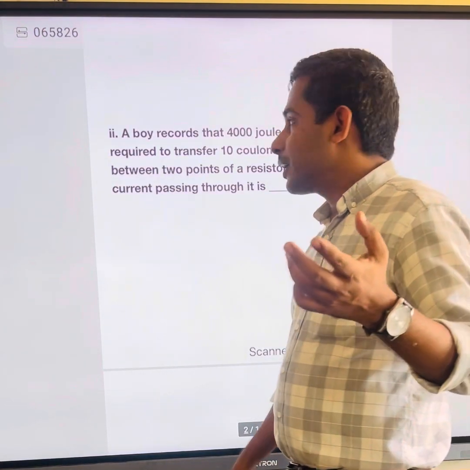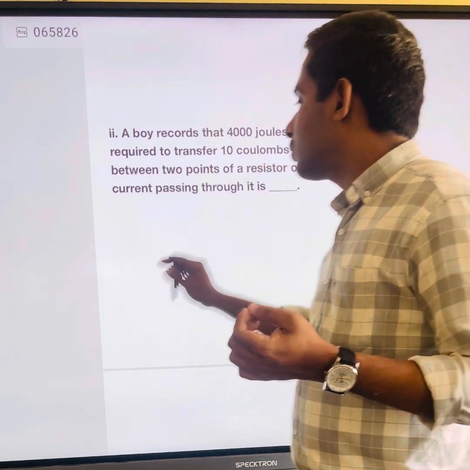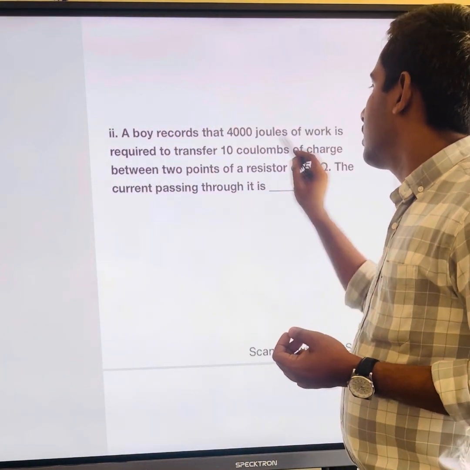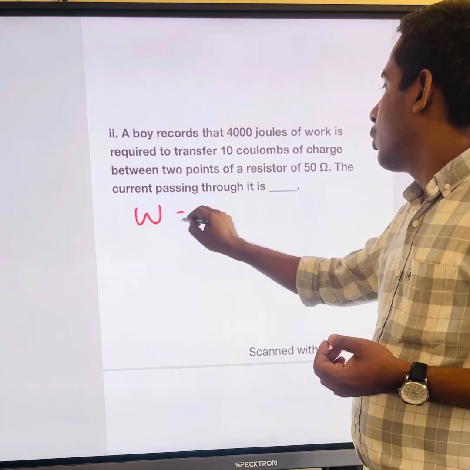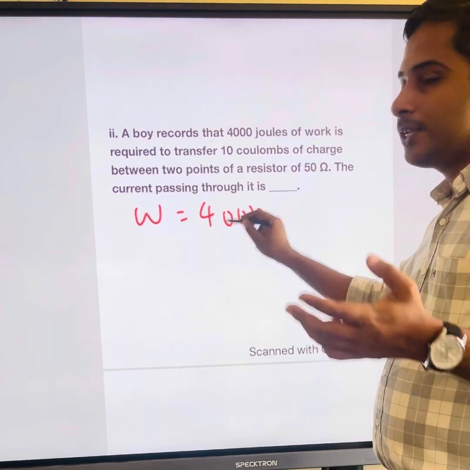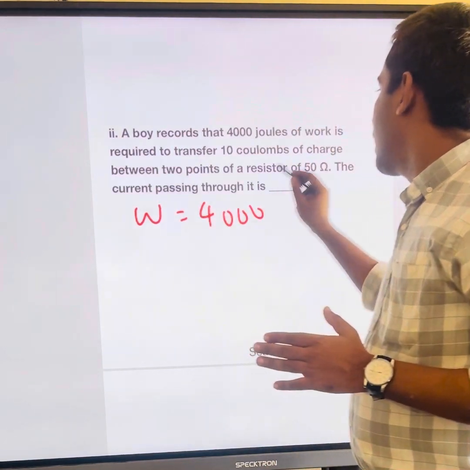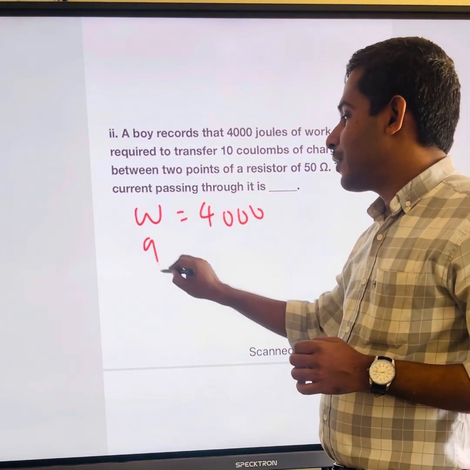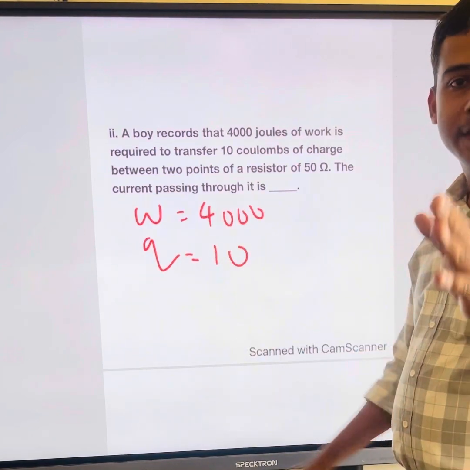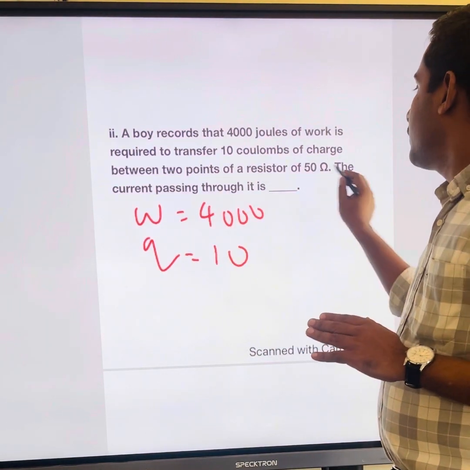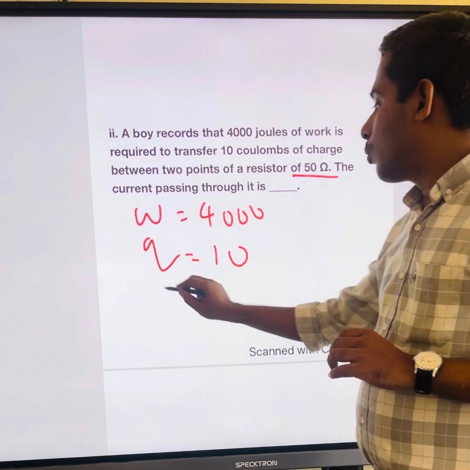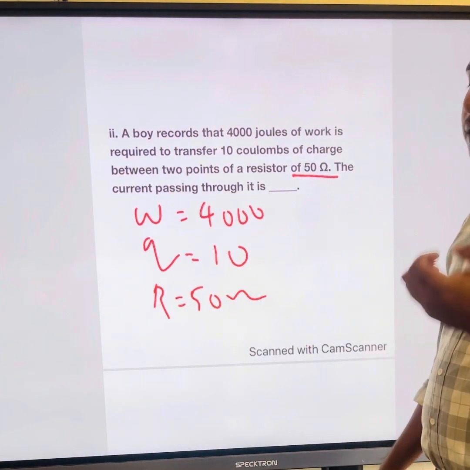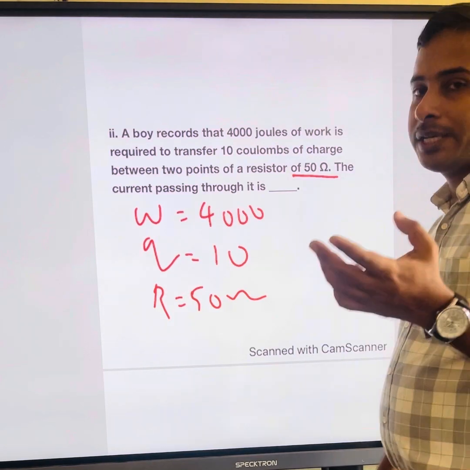A boy records that 4,000 joules. So in the question they said W equal to 4,000. Right? Very easy. Only after transfer 10 coulombs. So we have Q equal to 10 coulombs, right? After they are saying 50 ohm, R equal to we have 50 ohm. So from this we have to calculate current.